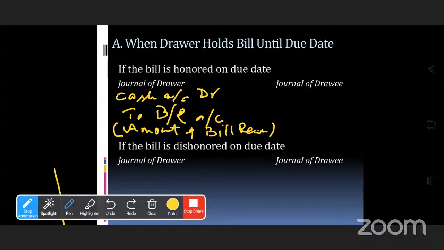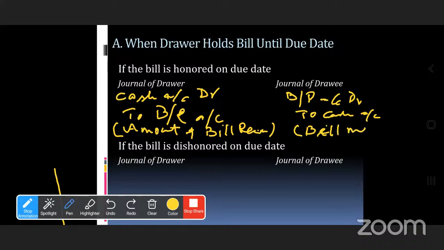Amount of bill received. And coming to the books of the drawee, here we will be writing this as bills payable account debtor to cash account, being the bill met. Okay.